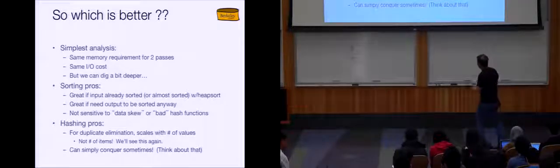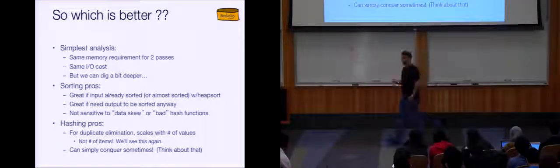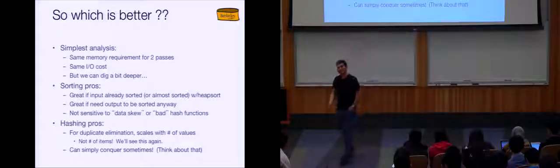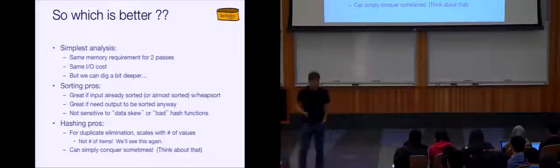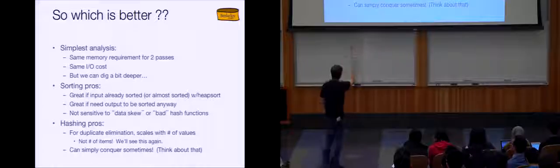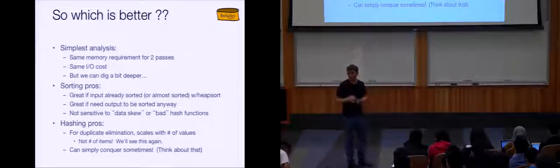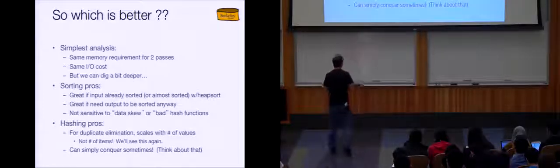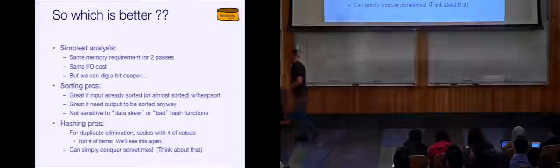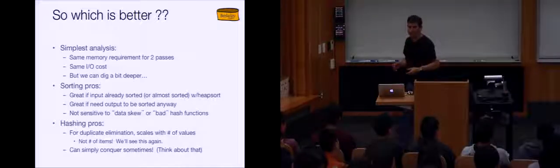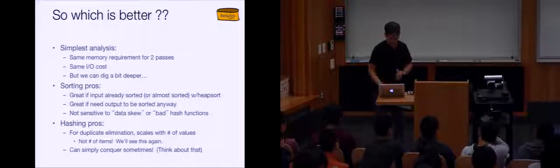So for certain tasks, like duplicate elimination or counting or what other things, caching, as we're going to see in our homework, hashing scales with the number of values, not the number of rows or items, which can be a huge difference. Okay, so that can be a big win. And therefore, you can simply conquer sometimes with hashing, and you don't have to partition or divide at all.